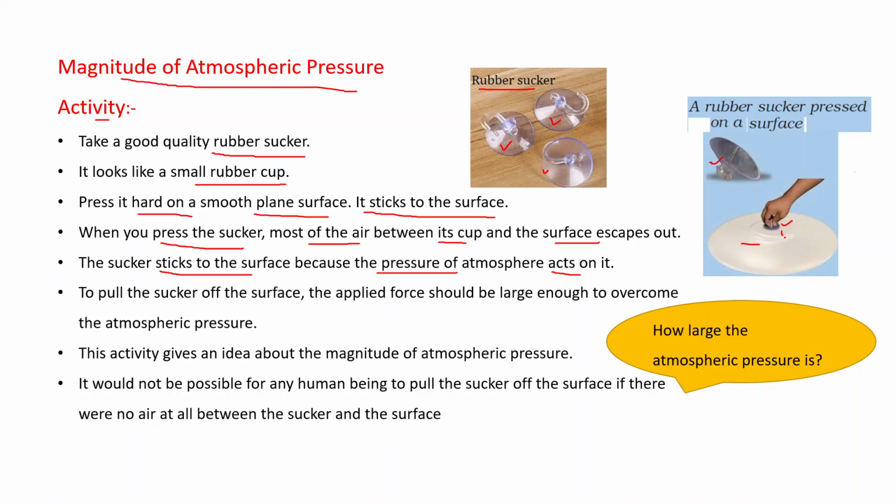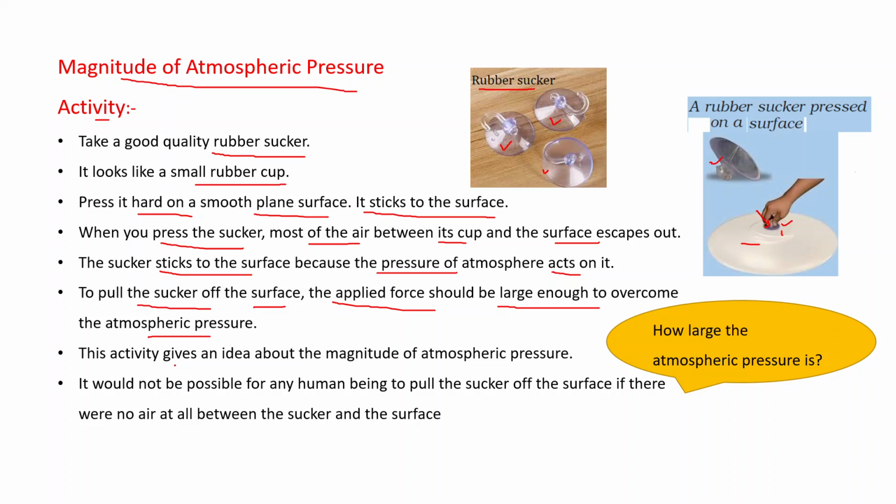When we press it hard, the air between the cup and the surface will escape out, and that's why the atmospheric pressure is more, and this will apply on the sucker. That's why we are not able to remove it easily. To pull the sucker off the surface, the applied force should be large enough to overcome the atmospheric pressure.